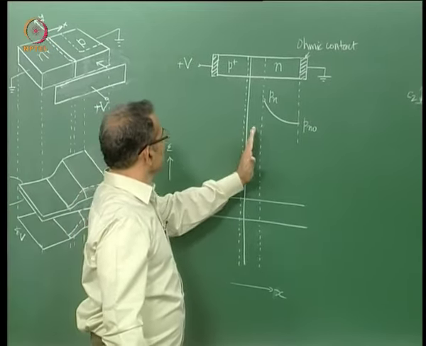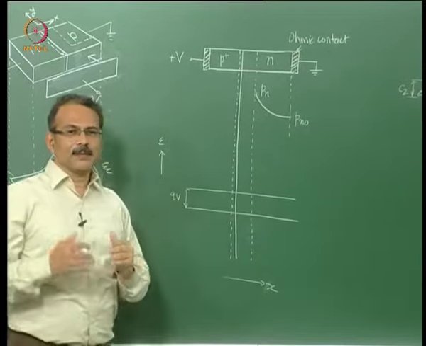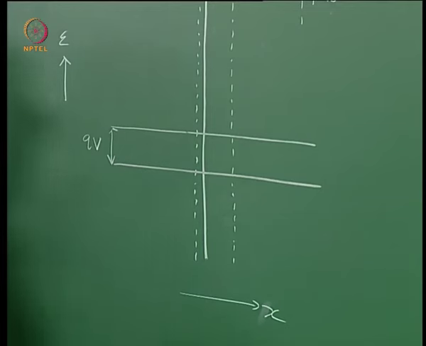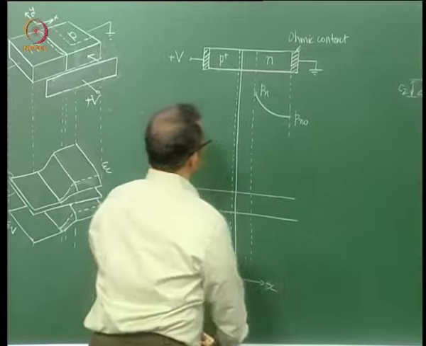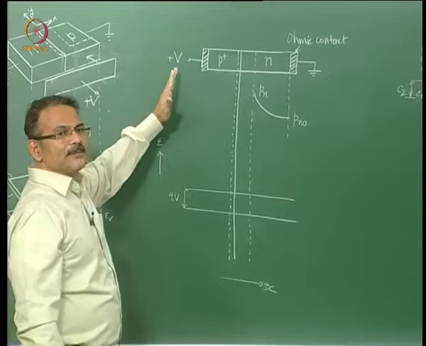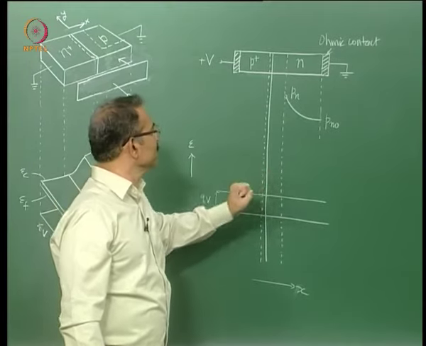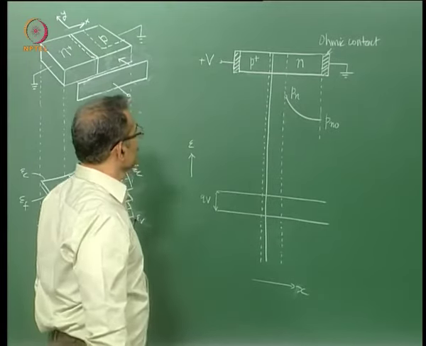We have already separated the space charge and neutral regions, and now we start with the quasi Fermi level for electrons and holes. So quasi Fermi level for electrons, let us assume that the applied voltage is very small, so that our diagram is simple and we can quickly derive information about Pn.